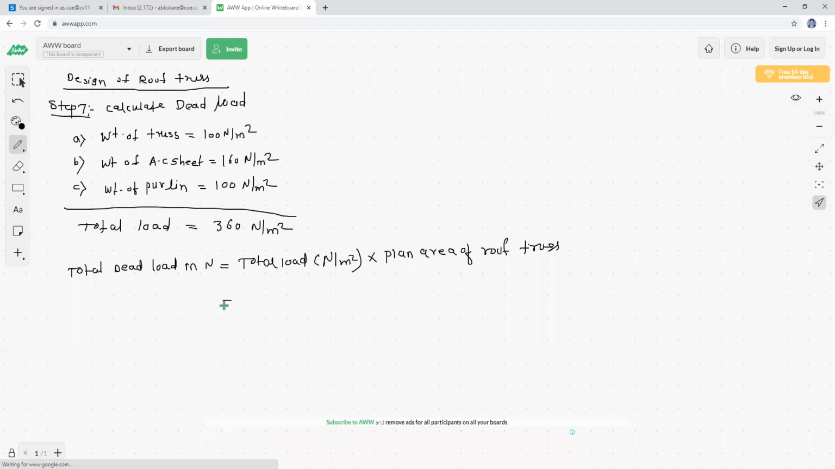Okay, so the total load is 360 Newton per meter square, into the plan area of roof truss. How to calculate the plan area of roof truss? Span by 2, as I told you, into spacing of roof truss. So it is given in the procedure, spacing of roof truss.